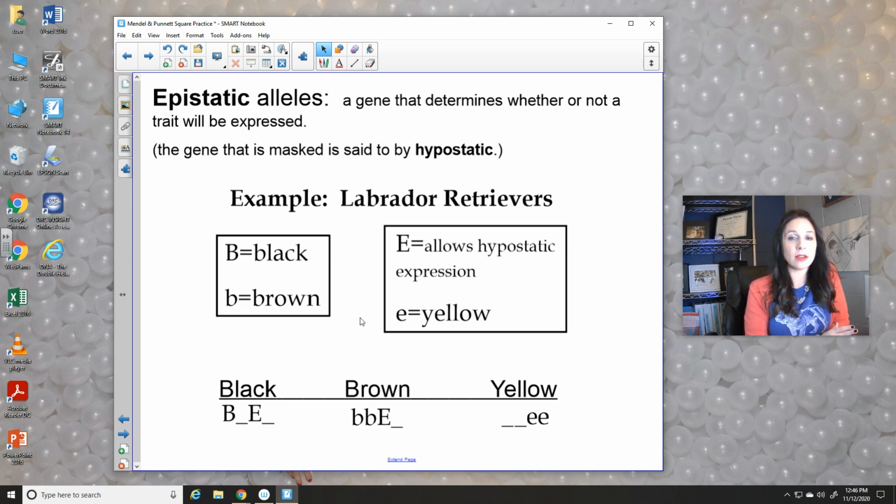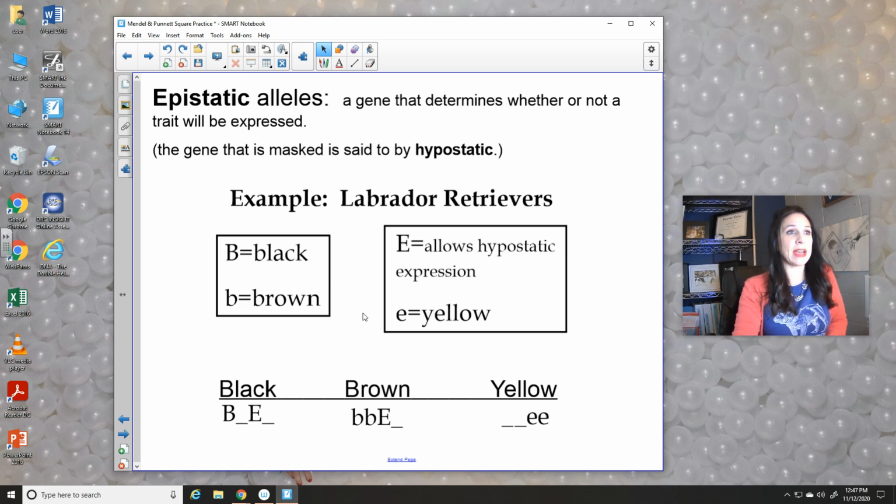So in an epistatic allele, for example, with Labrador retrievers, there's three basic colors. You've got black, brown, and yellow. Well, black is dominant to brown. So to get a brown lab, it would have to be homozygous recessive. To get a black lab, you would have to have at least one big B as part of the genotype.